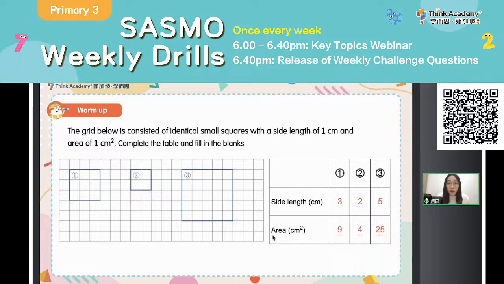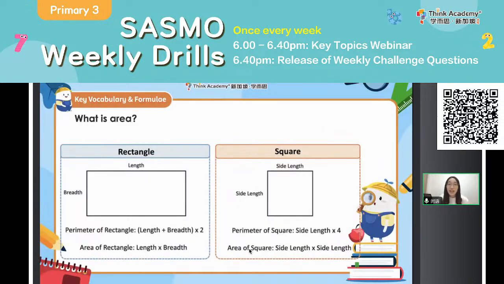In order to calculate the area of a square, what should we do? How can we get 9, 4, and 25 here? That is side length multiplied by side length itself. Okay, excellent. So actually, this is the second part. Firstly, you see that what is the meaning of area? It is the total space taken up by a flat surface or shape of an object.